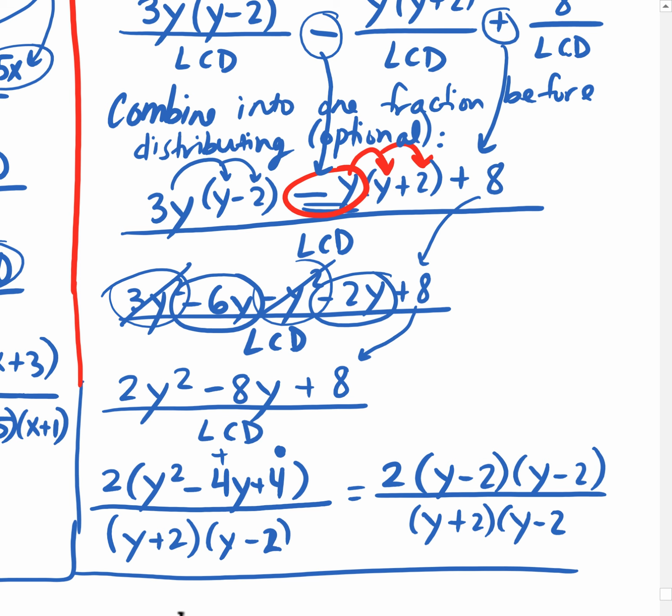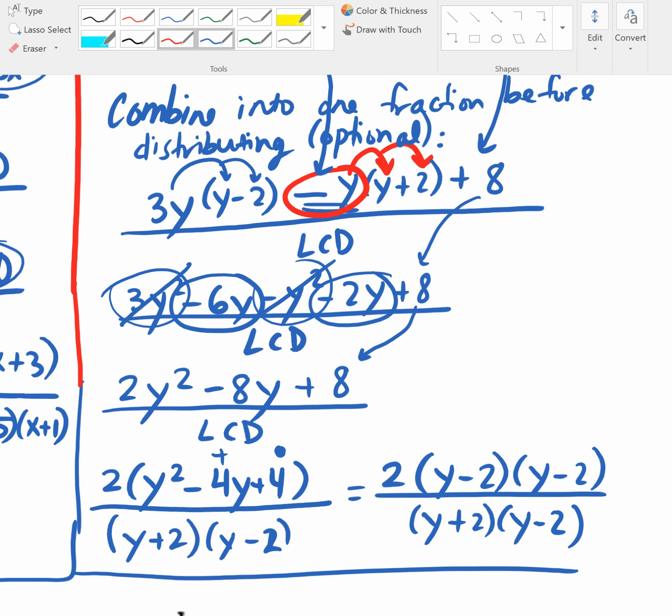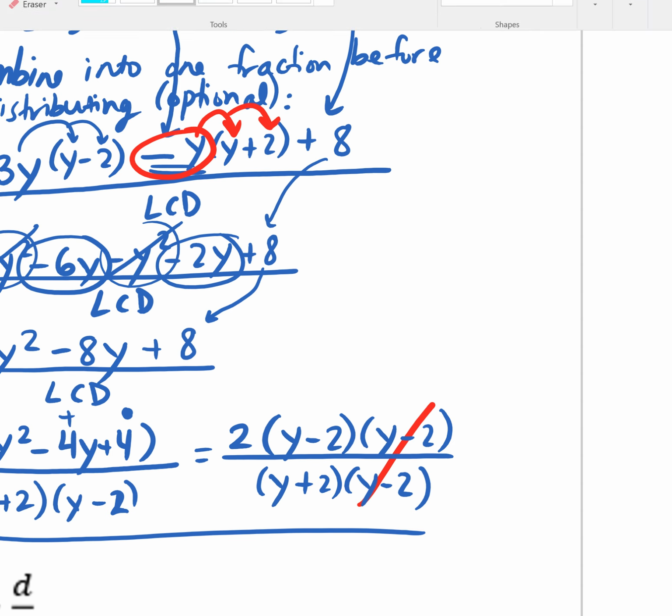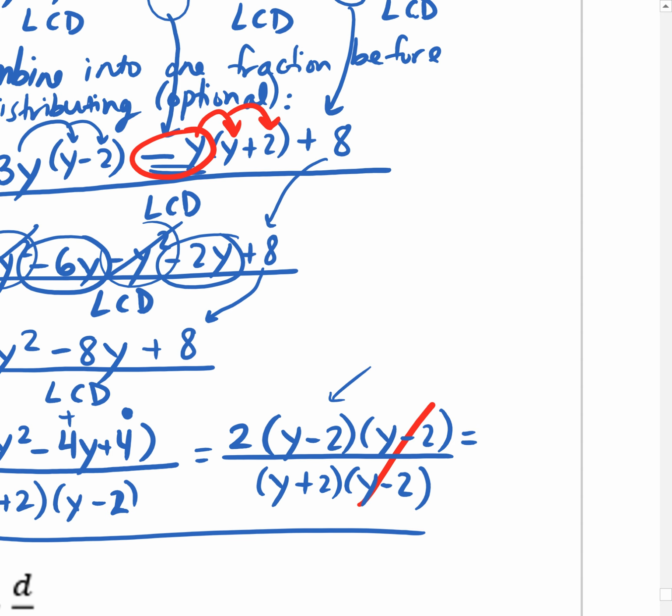Alright, and I'm definitely glad that I factored everything to see if it reduces, because there is something in common. One of the y minus 2's cancels in the numerator and the denominator. But you can't cancel a y minus 2 and a y plus 2. They look like they might be cancelable, but they're not. So my answer is left with 2 times y minus 2, and then in the denominator y plus 2.